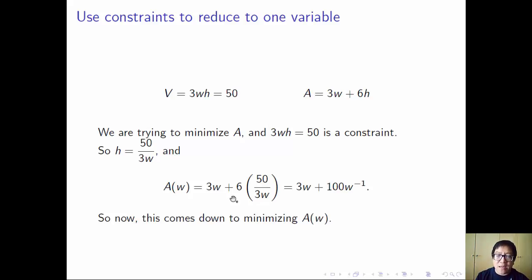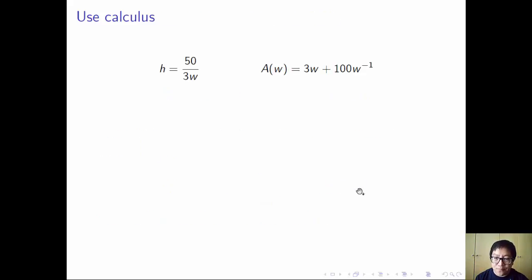So now it all comes down to minimizing A of w. A of w is equal to 3w plus 100w to the minus 1. All right, so finally, we get to the last step, the 5th step, using calculus. Phew! After all that stuff, it's a relief to use calculus, huh? Anyway, we know from all the work we've done so far with word problems that A of w is equal to 3w plus 100w to the minus 1. And we also know, remember, that h is equal to 50 over 3w. So here we go.